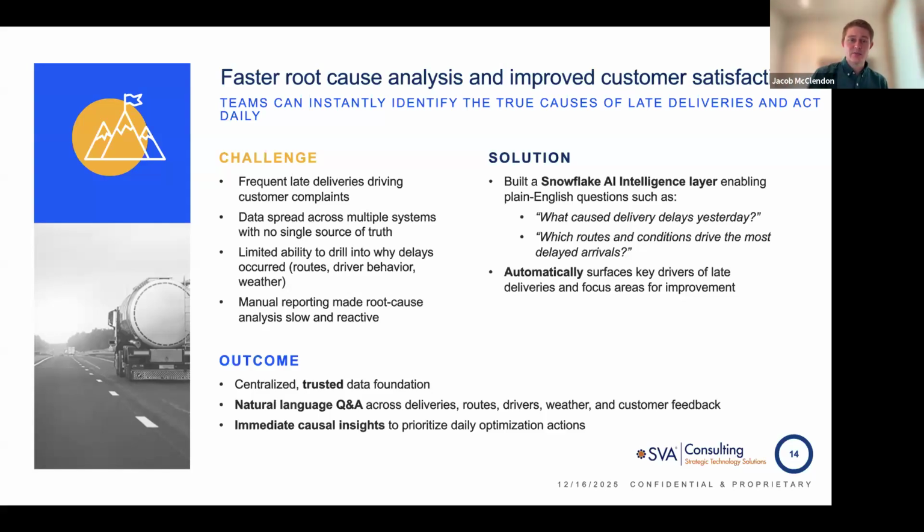So the tangible outcomes here: one, they got a centralized database that they could have trusted data inside of. And then the gold star for them was the natural language Q&A across numerous data sources that helped them understand why certain areas of the business were performing how they were. So ultimately, they got immediate causal insights and could then prioritize how to optimize from there.